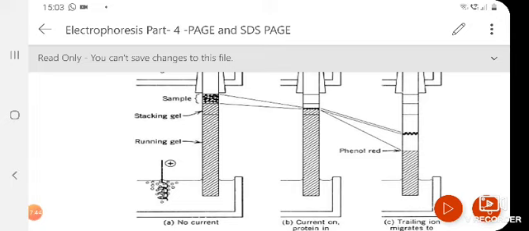Now, the glycinate ion can move at the same speed as chloride only if it is in a region of high field strength. So a spontaneous field gradient will generate inside the stacking gel. Remember the word, a spontaneous electric field gradient. Gradient meaning at one point it is high, at another point it is low. At the chloride it will be less. At the point of glycinate it will be high.